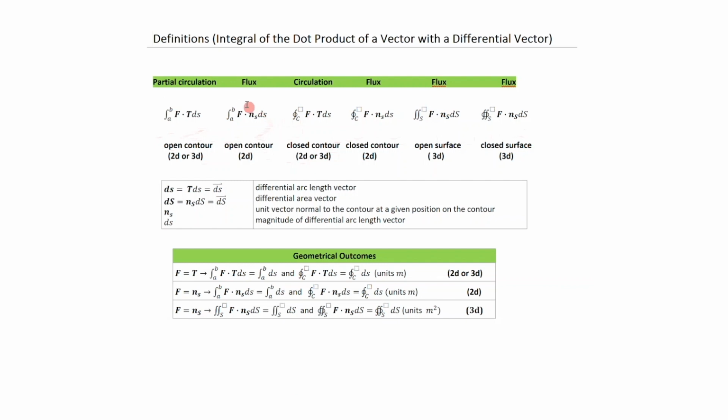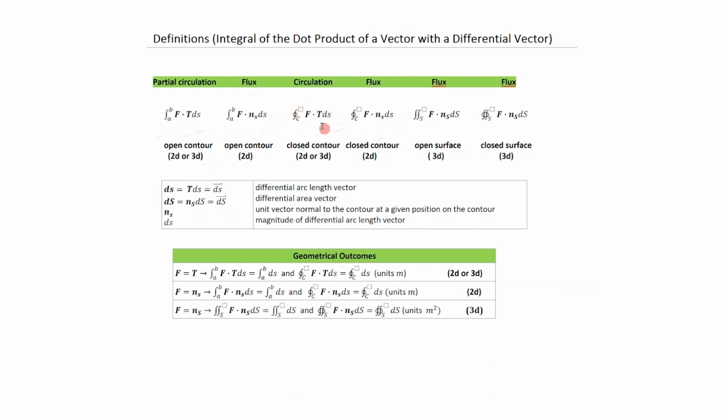Flux basically can be over a small patch or over a closed surface, right? So in this case, this would be an open contour, just a small segment, and this would be over a closed contour. Right, so we're going to define anything involving a normal to something, dot product with a field, as flux. This whole scalar is called flux.